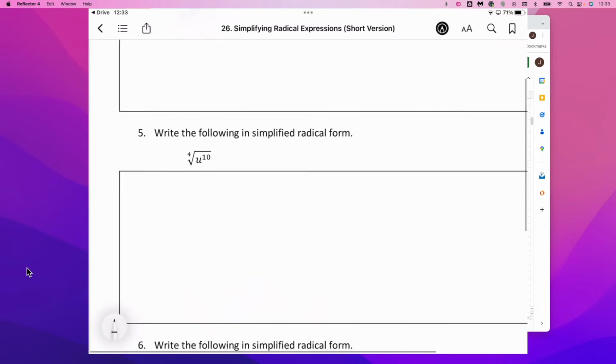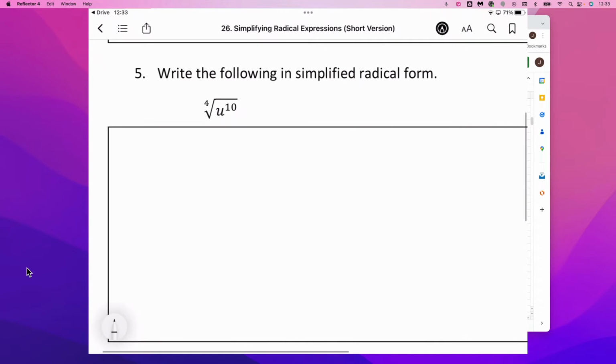Next, we have the fourth root of u to the power of 10. 10 does not divide evenly by 4, so we are going to factor u to the 10th into something that does divide by 4, which is going to be u to the power of 8. So that will be u to the power of 8 times u to the power of 2. We're going to take the fourth root of u to the 8th. 8 divided by 4 is 2, so that will be u squared times the fourth root.